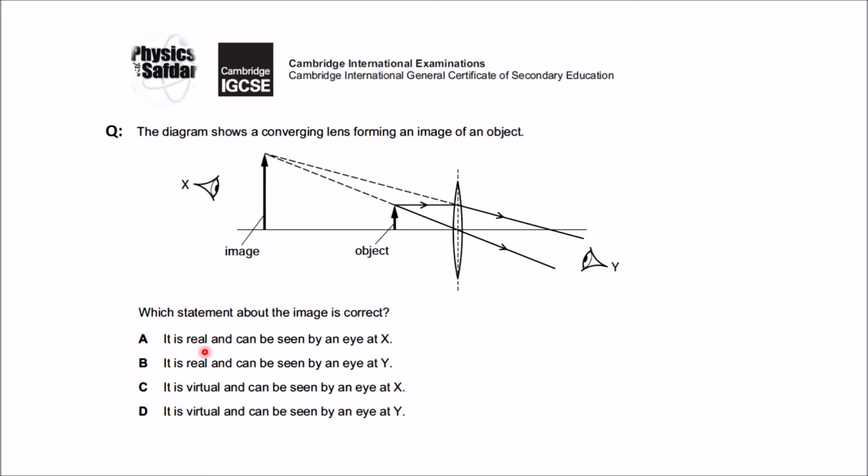Look at the options. Option A says it is real. That is not possible because it's a virtual image. In option B, again you have real, so you cannot select this one. Check C, it is virtual. That is okay. It can be seen by an eye at point X from here. Check the last one also, then we will decide which one is the right option. It is virtual, it's okay. It can be seen by an eye at point Y. So look at this. How can you say that? Look at this arrow. These arrows indicate the light is coming from the object to this part Y. So it is very clear. It is virtual and can be seen by an eye at point Y. Option D is the right answer.